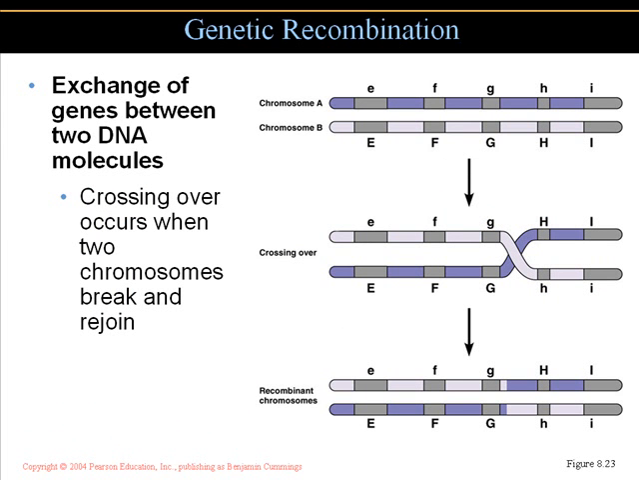In genetic recombination, just appreciate this process. You see an exchange of genetic information, or exchange of genes, between two DNA molecules. Crossing over occurs when two chromosomes break and rejoin.